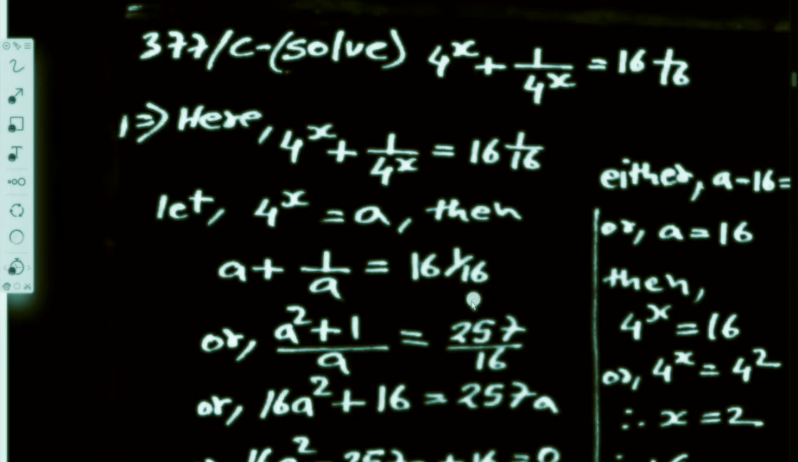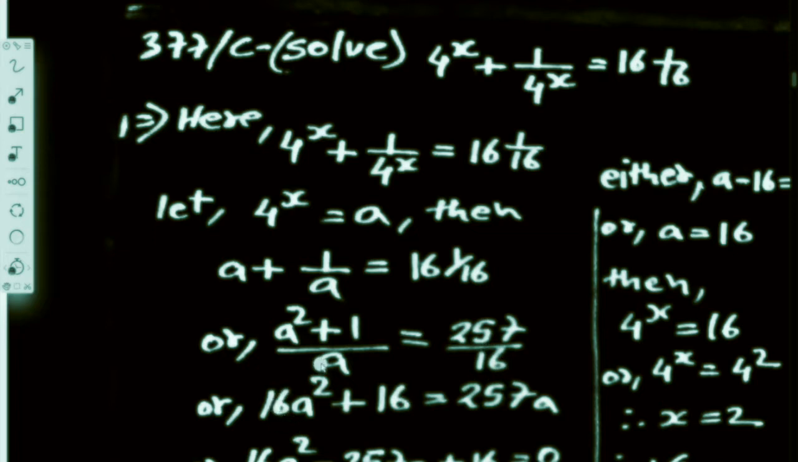Next step: a squared plus 1 by a. Here we take the LCM, a as LCM. Now this a should be multiplied with a, and a into a equals a squared plus 1. This is the upper one, and the lower one is a. On the right, 16 into 16 is 256, plus 1 is 257, so 257 by 16.